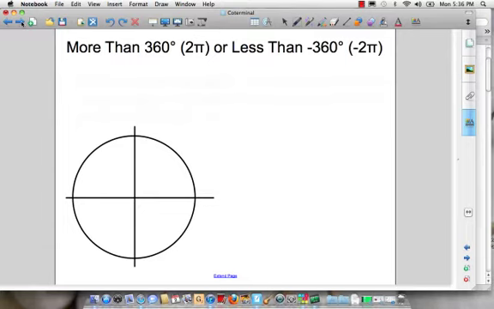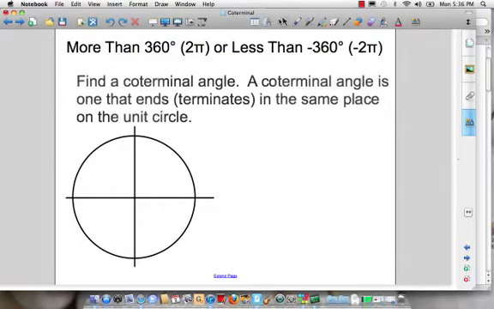Now we're going to look at what to do if your angle measure is actually more than 360, more than 2 pi, or similarly less than negative 360 or negative 2 pi. So the secret to figuring these out is to find what's called a coterminal angle, and a coterminal angle is one that ends in the same place. So first we're going to consider, let's do 510 degrees.